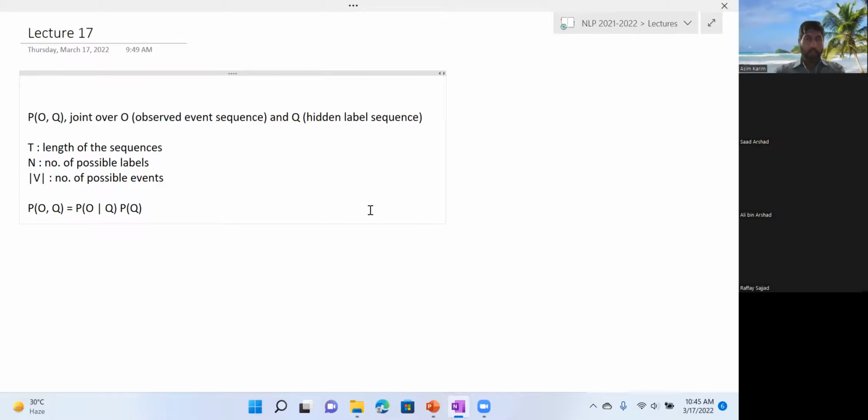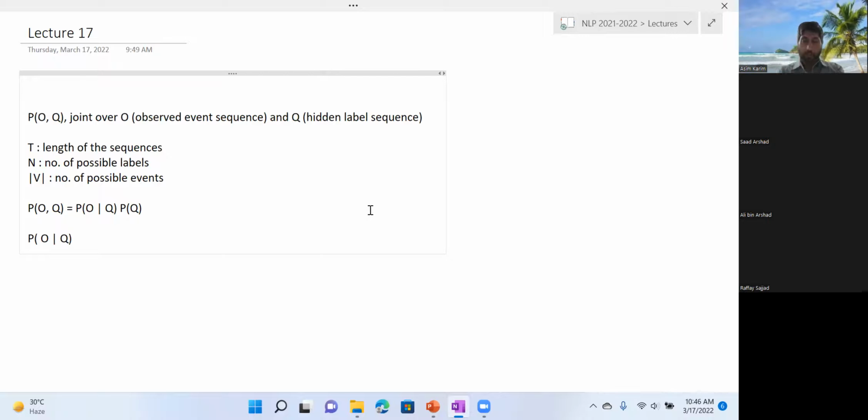So if you are not able to estimate the left-hand side, which is a full joint, you can estimate the two probabilities on the right-hand side, and you will still get the full joint. So this, of course, as we said before, is the generative model. If you estimate the right-hand side, which of course has probability of O given Q. What does this mean?